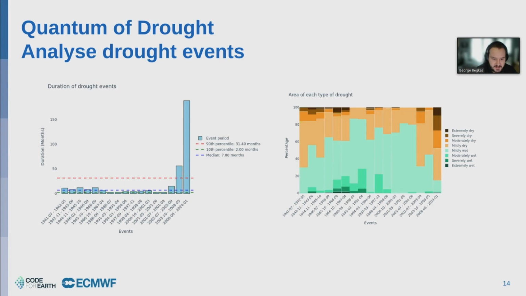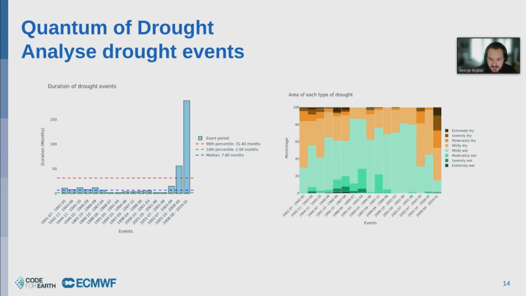Here we can see on the left the duration of all the events we identified in South Sudan through the years, and the blue line is the median, which was 7 months. We have the 10th percentile and the 90th percentile, which can show us which events were extreme based on the history of the area. And it's very clear that in recent years, in the past 20 years, South Sudan had some extreme and long periods of drought.